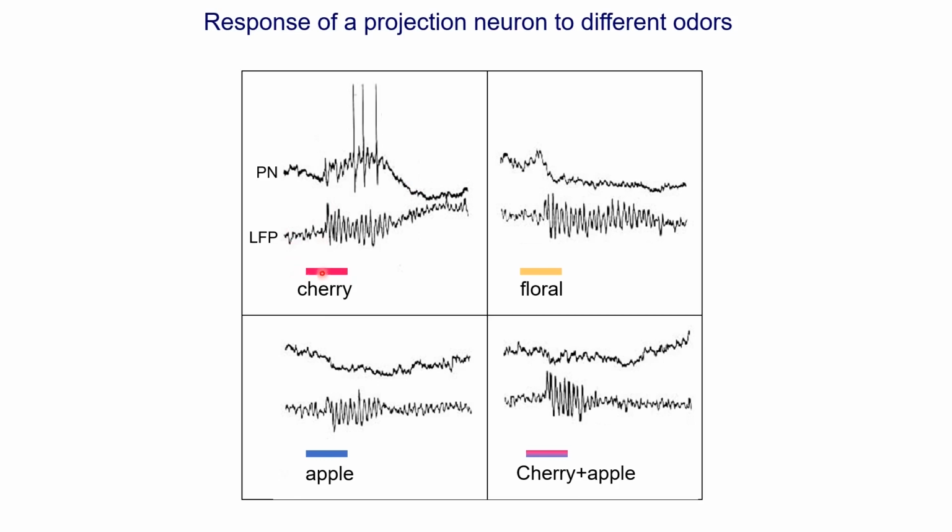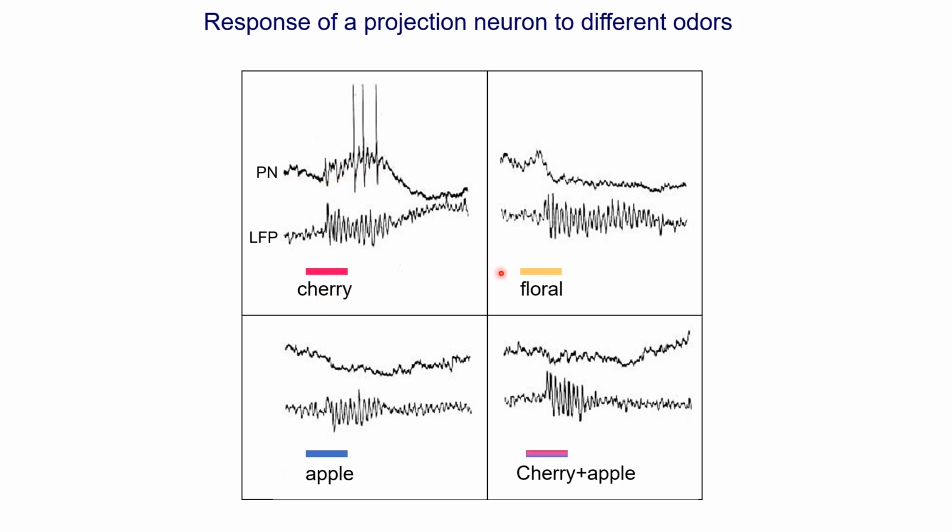And this bar here represents the timing of the odor, and the kind of odor that was delivered is shown here. So when cherry odor was delivered for about half a second, we see that there is activity in the local field potential. This oscillatory activity tells us that many projection neurons are active during this time, and the particular projection neuron that we are recording from shows an increase in action potentials. So we can say that this projection neuron was responding to the cherry odor.